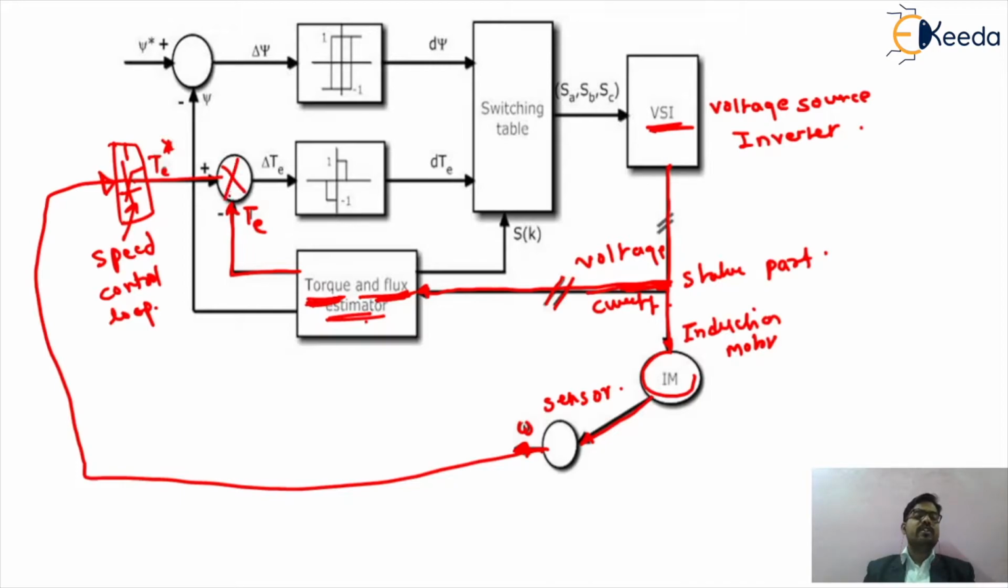So by means of that particular summing point, we are generating the value of the torque error, and now we are giving this torque error to the loop control. We call it the torque controller loop. So we are giving the input to that particular torque controller loop.